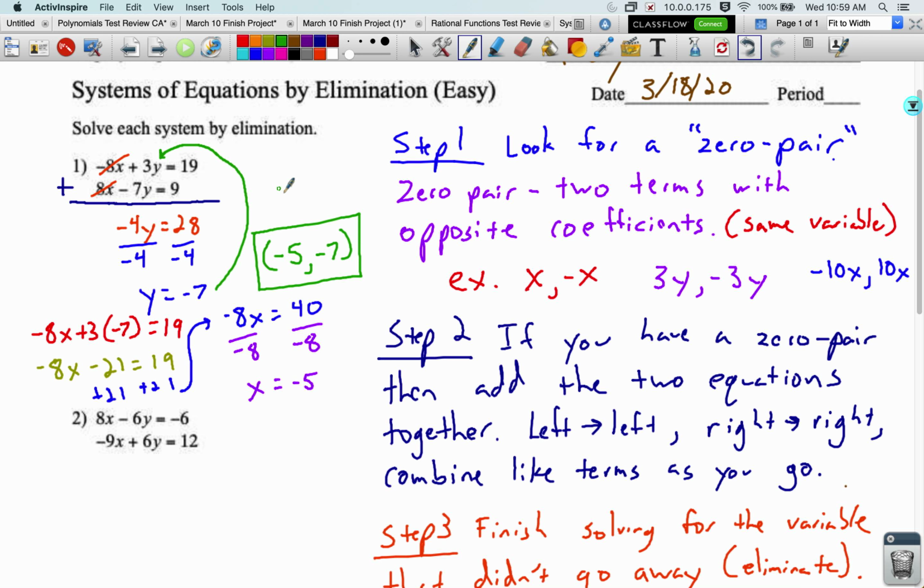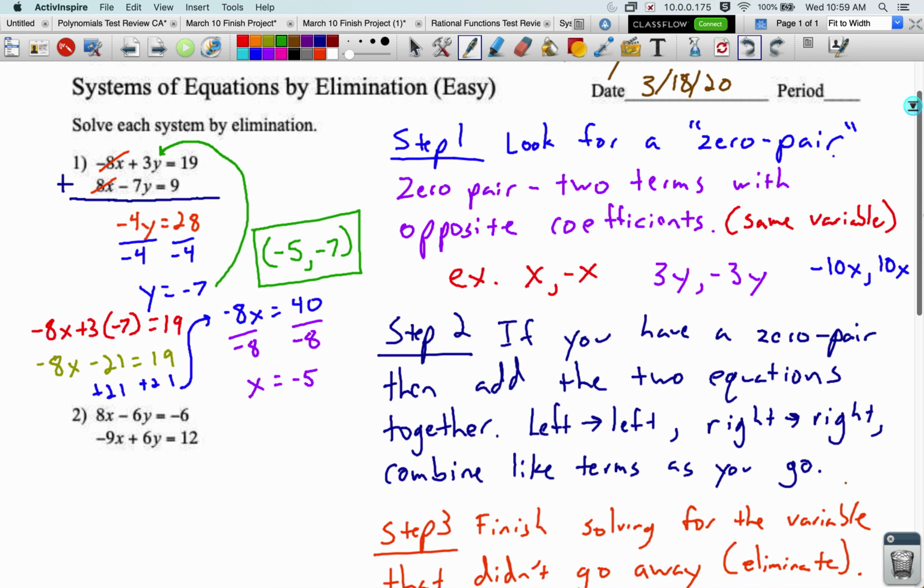All right, and let's revisit. What does this actually mean? Well, if I had graphed both of these lines, this is where they would have crossed on a coordinate plane. Or we could say this is the combination of an x and a y value that makes both of these equations true at the same time.